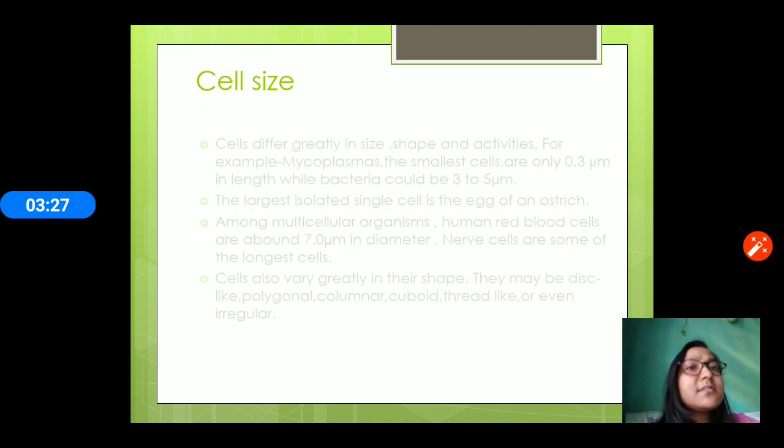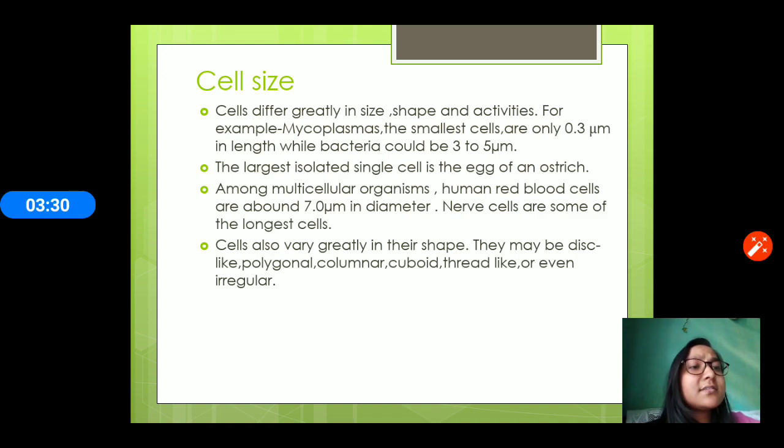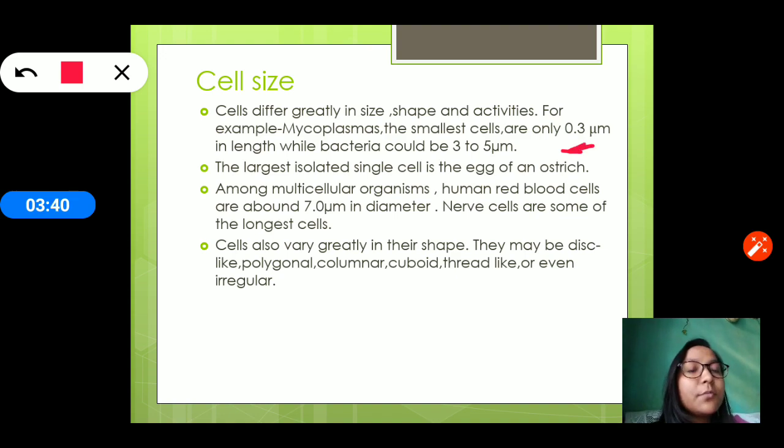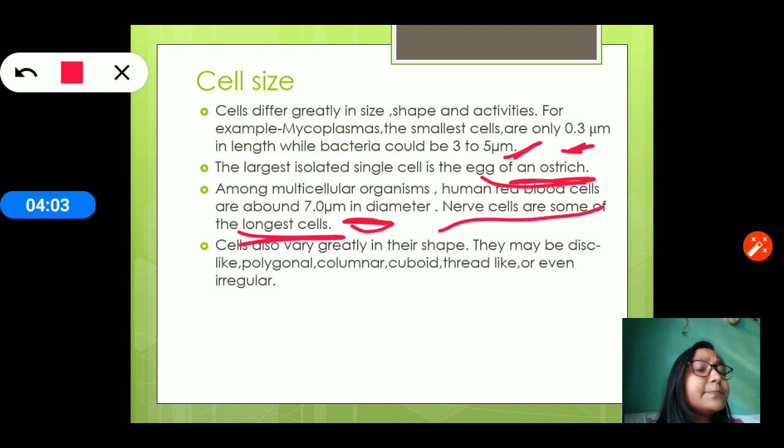Cells greatly vary in their shape and size. For example, mycoplasma is the smallest cell, which is around 0.3 micrometer in length, while bacteria are 3 to 5 micrometer in length. The largest isolated single cell is the egg of the ostrich. Among multicellular organisms, we have the human blood cell, which is around 7 micrometer in diameter, and nerve cells, which are some of the longest cells.